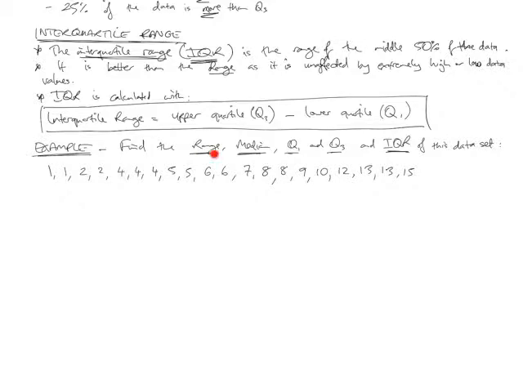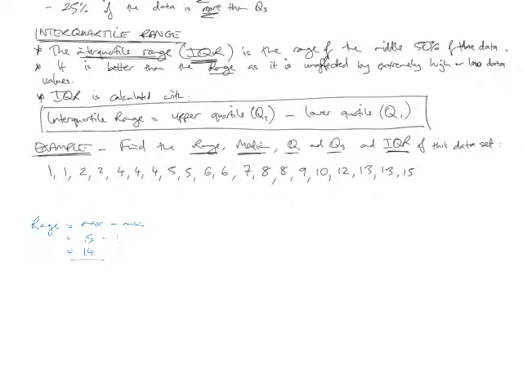So let's find the range, median, Q1, Q3, and interquartile range of the following data set. It's already in order, saved me some time. So let's find the range using the formula that I've given you. Range is max, take min. We already know the max is 15 because it's in order, and the min is 1. 15 take 1, 14. Done. So the range is 14.